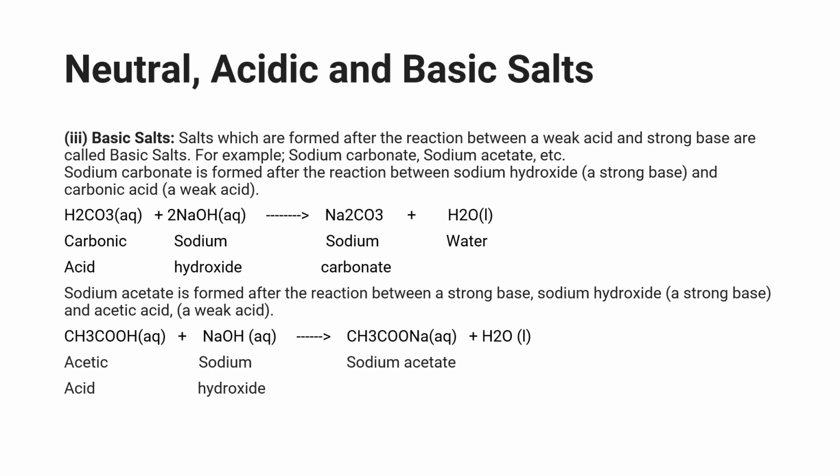What are basic salts? Salts which are formed after the reaction between a weak acid and a strong base are called basic salts. For example, sodium carbonate, sodium acetate, etc. Sodium carbonate is formed after the reaction between sodium hydroxide, which is a strong base, and carbonic acid, which is a weak acid. Sodium acetate is formed after the reaction between sodium hydroxide, which is a strong base, and acetic acid, which is a weak acid.